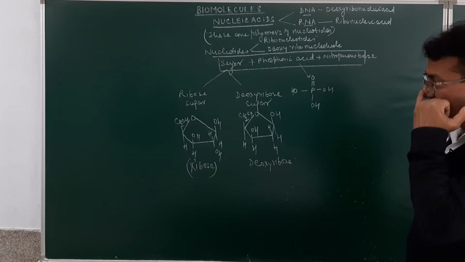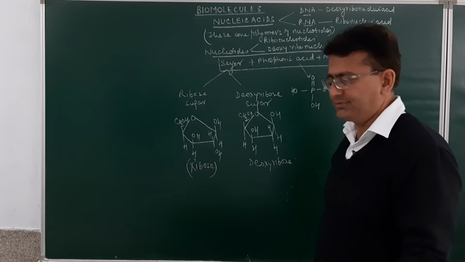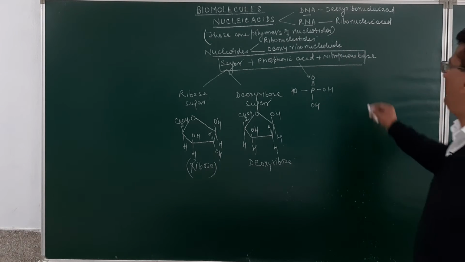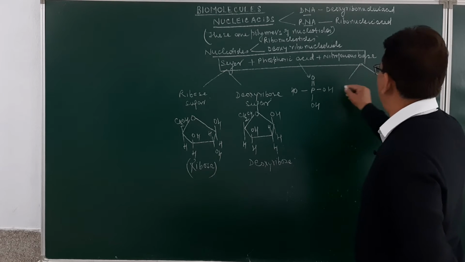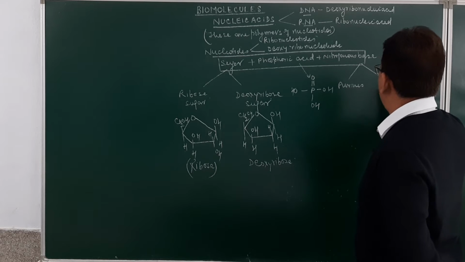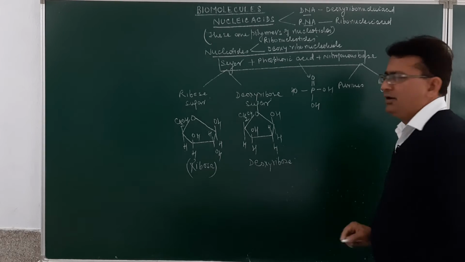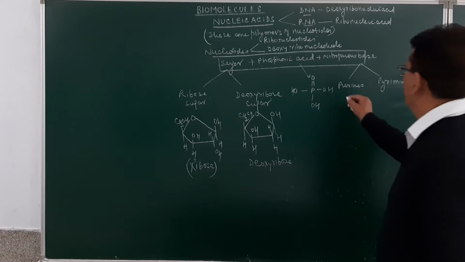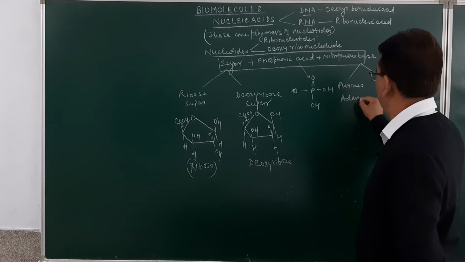Now as far as the nitrogenous base is concerned, they can be either purines or pyrimidines. Am I clear, students? Purines are adenine and guanine.